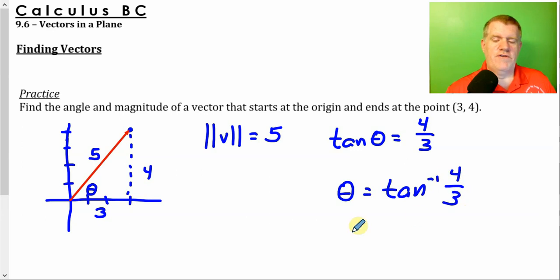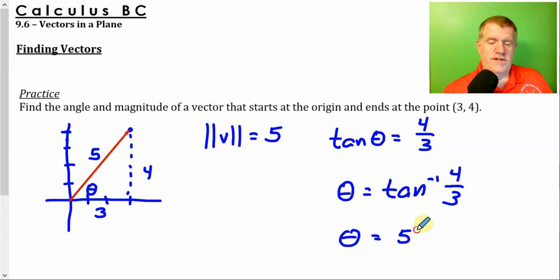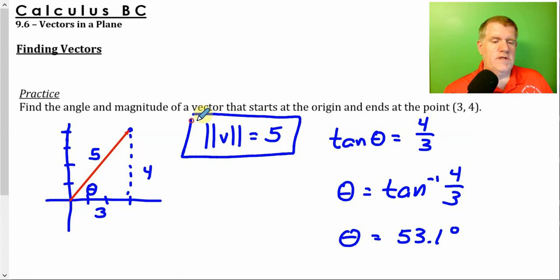Now, be very careful because calculators are most likely set to radians. Well, they need to be set to degrees. And if you put that in your calculator, the inverse tangent of 4/3 is 53.1 degrees. So make sure you're in degrees for this one. So here's your magnitude. There's the angle.